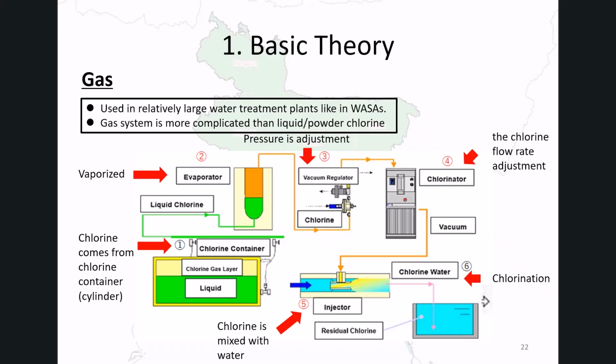3. Chlorine gas moves from the cylinder through several control devices to adjust the pressure. 4. Through a vacuum regulator and flow control devices before entering the injector, the flow rate is controlled. 5. The injector uses the vacuum created by flowing water to draw chlorine gas into the water stream. Finally, 6. Chlorine mixes with water and becomes chlorine water, which is then injected into the treatment process.